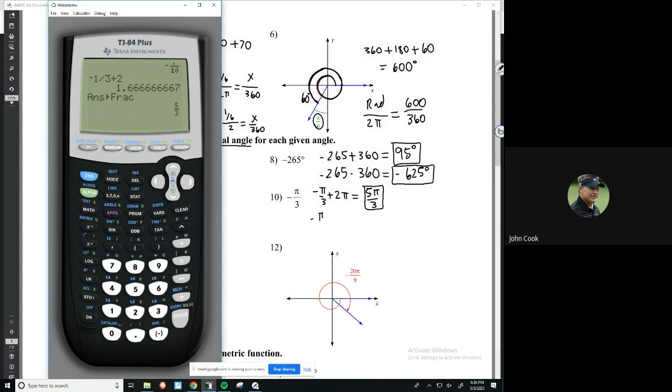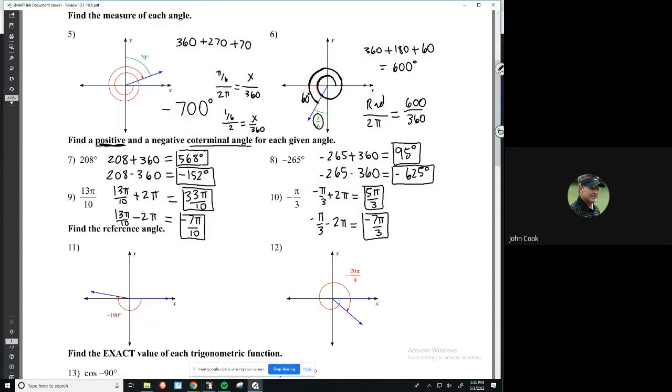And then I'd take negative pi thirds and I'd subtract away 2 pi. And this will give me my negative coterminal angle, probably. So let's check my fraction, negative 1/3, and then minus 2. Yeah, that's a negative number, so I convert that into a fraction. I get negative 7 over 3. So negative 7 pi over 3. So there's my negative coterminal angle, my positive coterminal angle.